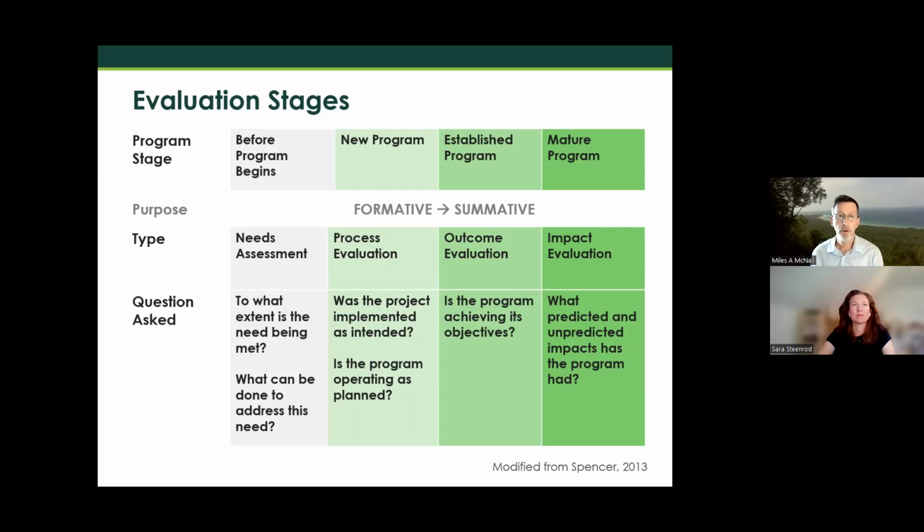And then as a new program is established, that's when you would want to conduct a process evaluation to determine whether it's being implemented and operating as intended. Once the program is somewhat established, that's an appropriate time to conduct an outcome evaluation, and not before then, because you certainly wouldn't want to be conducting an outcome evaluation of something that's still forming. And then once the program is fully mature, you might start to look at its impacts. What are some of the predicted and unpredicted long-term and broad in scope impacts of a program?